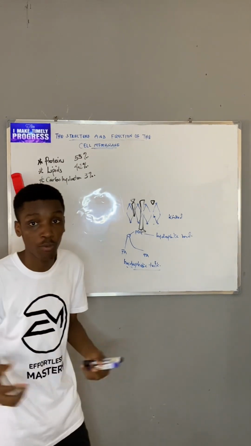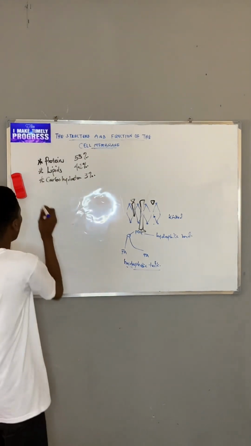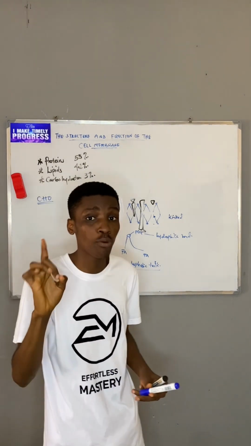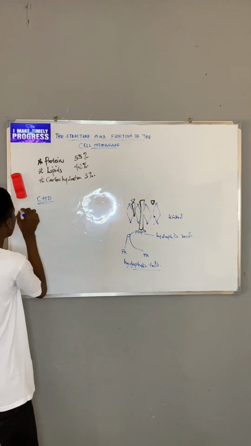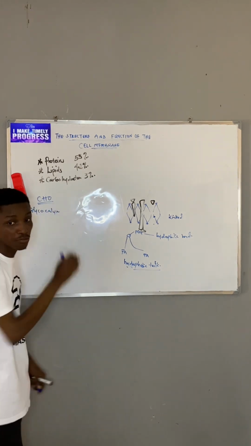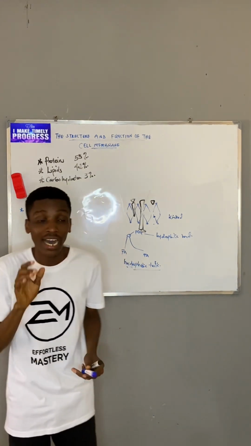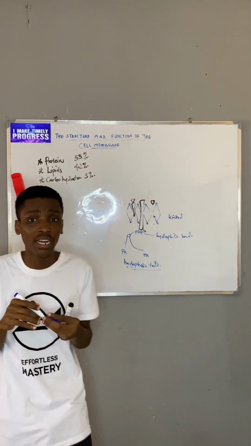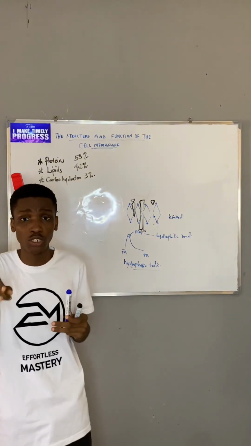Go to the last guy, which are carbohydrates. What should we know about carbohydrates in the cell membrane? First and foremost, they form a particular layer we call the glycocalyx. And then what is their role? The role of these guys is what I'll talk about later, but let me mention a particular thing.